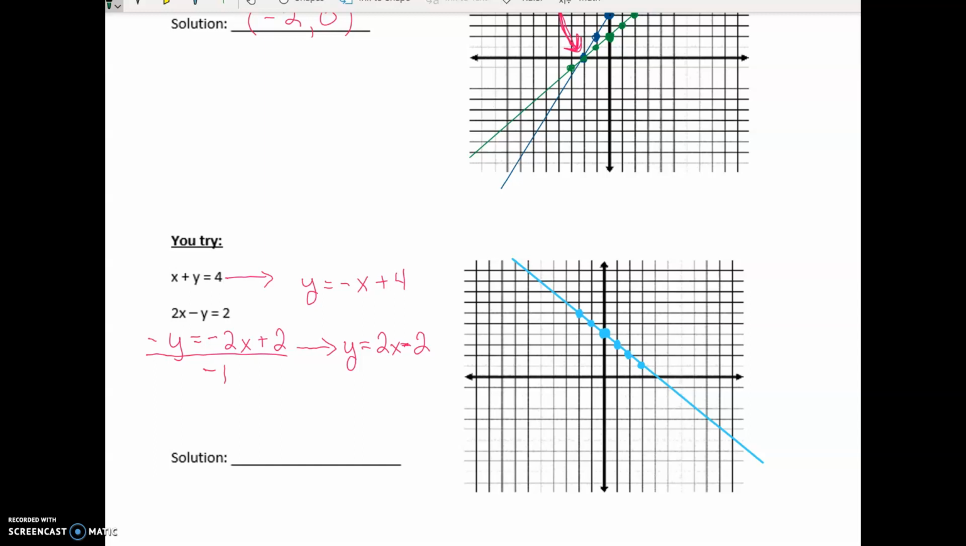Notice I also have graphed the first equation. So 4 is my y-intercept, so I started at 4. My slope is -1, so that means I can either go up to the left 1 unit each time, or I can go down to the right 1 unit each time. That creates that negative relationship.